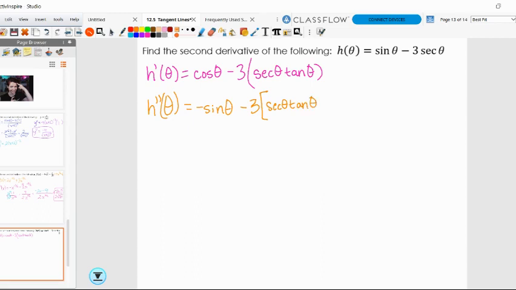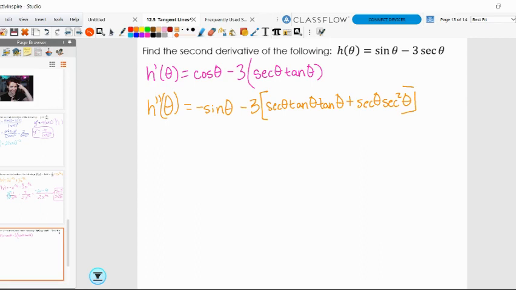So that's derivative of the first times the second, which is tangent theta, plus the first, which is secant theta, times the derivative of the second. The derivative of tangent is secant squared theta.